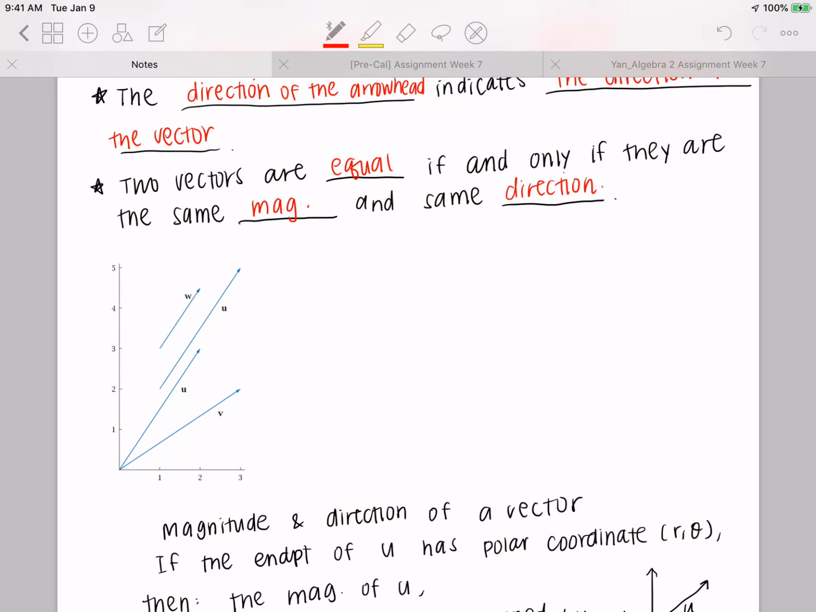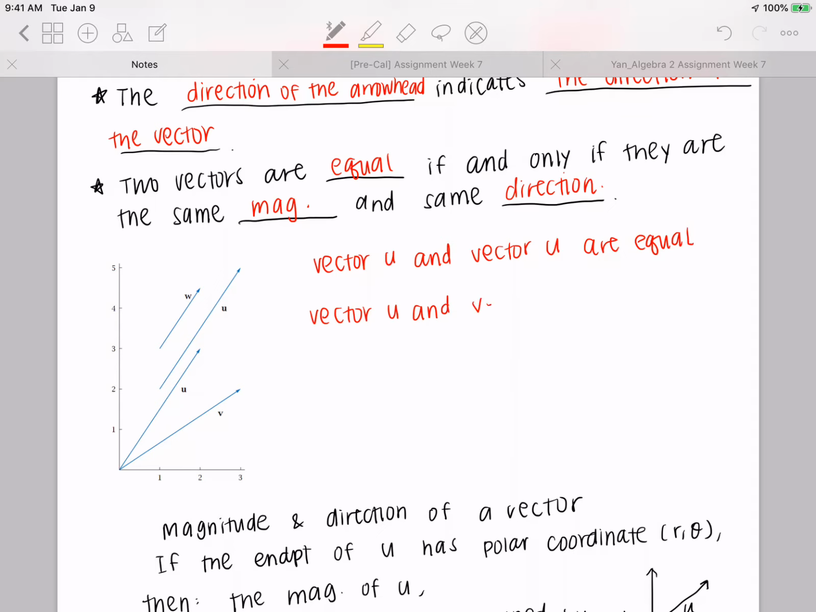Okay, so let's look at these ones down here real quick. Out of all of them, which ones are equal? It would be the u and the other u. So vector u and vector u, they put the same label because they're equal. Even though they are positioned differently, like one is up here and the other one is over here, they are still equal.